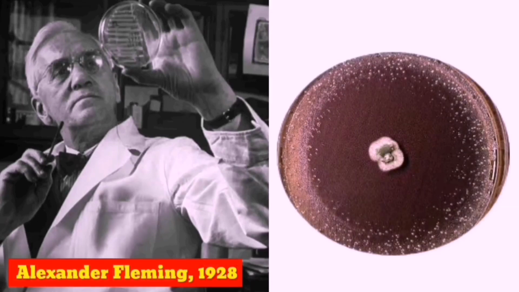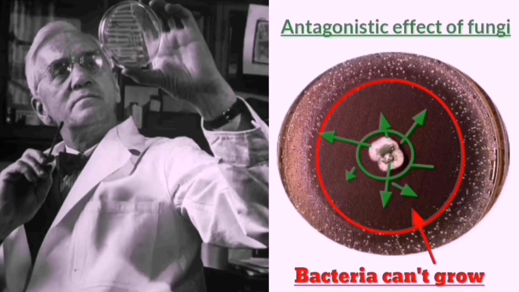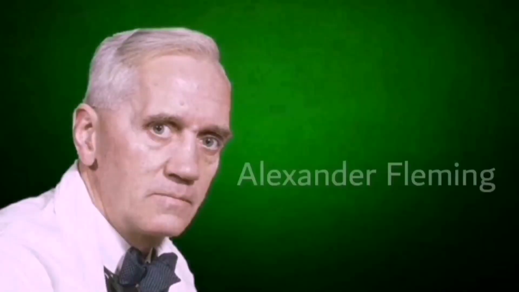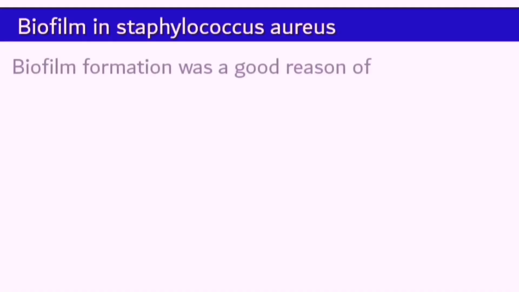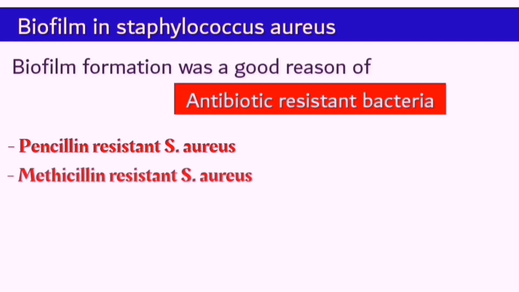Alexander Fleming discovered penicillin at the expense of Staph aureus, although now many strains of Staph aureus are resistant to penicillin due to the production of penicillinase enzymes, which inactivate penicillin's mode of action. Many strains are also resistant to methicillin and are known as MRSA, or vancomycin, or VRSA.